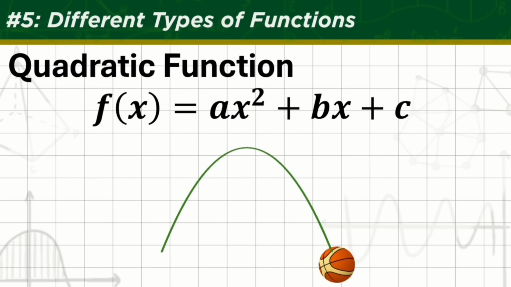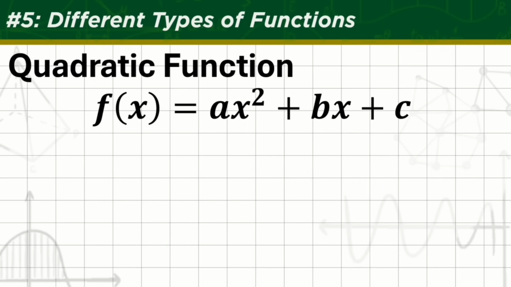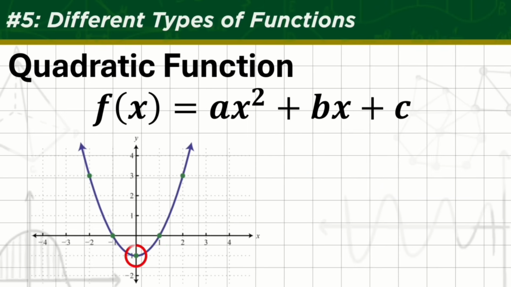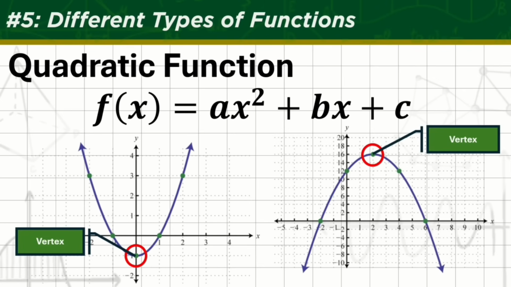The graph of a quadratic function forms a U-shaped curve. We call that curve a parabola. If the graph opens upward, like a smile, it shows a minimum point. If it opens downward, it shows a maximum point. Maximum and minimum points are called the vertex.